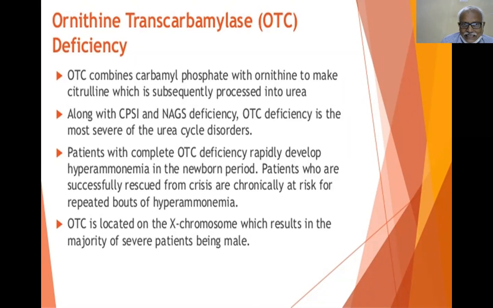Patients with complete OTC deficiency rapidly develop hyperammonemia in the newborn period. Patients who are successfully rescued from crisis are chronically at risk for repeated bouts of hyperammonemia. OTC is located on the X chromosome.